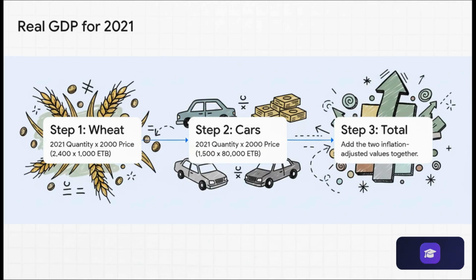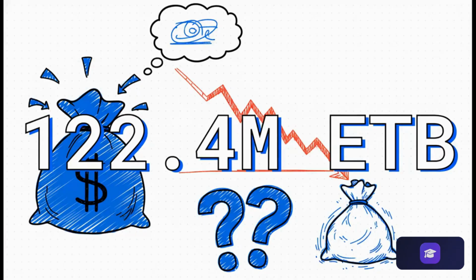But, and here's the huge difference, we're going to multiply them by the prices from our base year, the year 2000. So we're using those older, lower prices for both the wheat and the cars. And wow, look at that. The real GDP is only 122.4 million beer. That is way different from the almost 455 million we got for nominal GDP. So what on earth explains that massive gap?